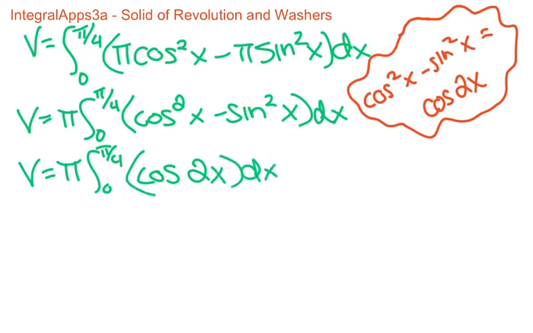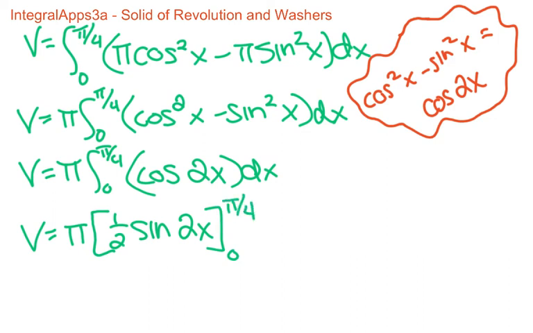Now we have an actual thing that we could take the antiderivative of, thinking about that 2 with the chain rule, and that means that we have a 1/2. Antiderivative of cosine is sine of that something, sine 2x, from 0 to pi over 4. Hey, that's not too bad. We just really needed that formula, you know? And that's equal to pi times 1/2 of sine. Okay, pi over 4 times 2 is pi over 2.